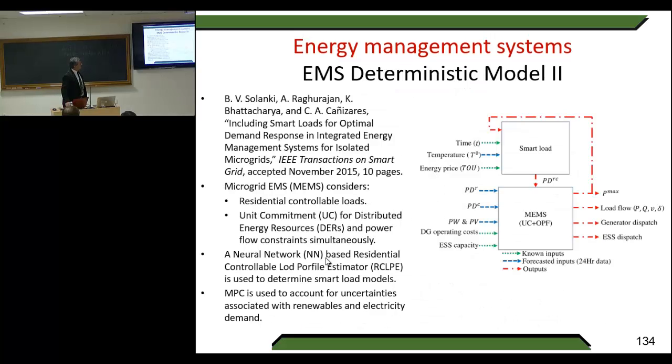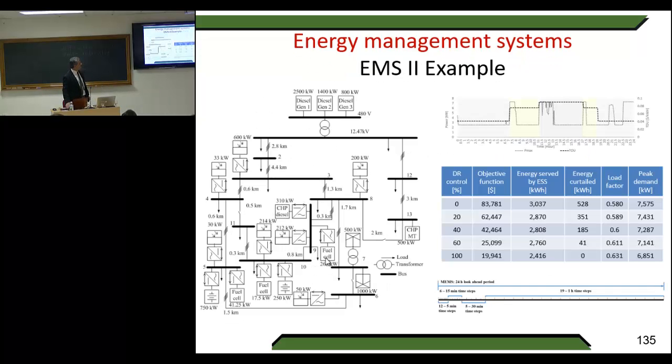There is a second model in the EMS, deterministic model 2, which is composed with a nice addition. So you have the EMS, which is unit commitment plus optimal power flow, but you have a smart load estimation based on neural networks that is able to have a load profile, and you can have some reaction of the loads. So you have some flexibility on the loads, and again, it will impact the results and the flexibility.